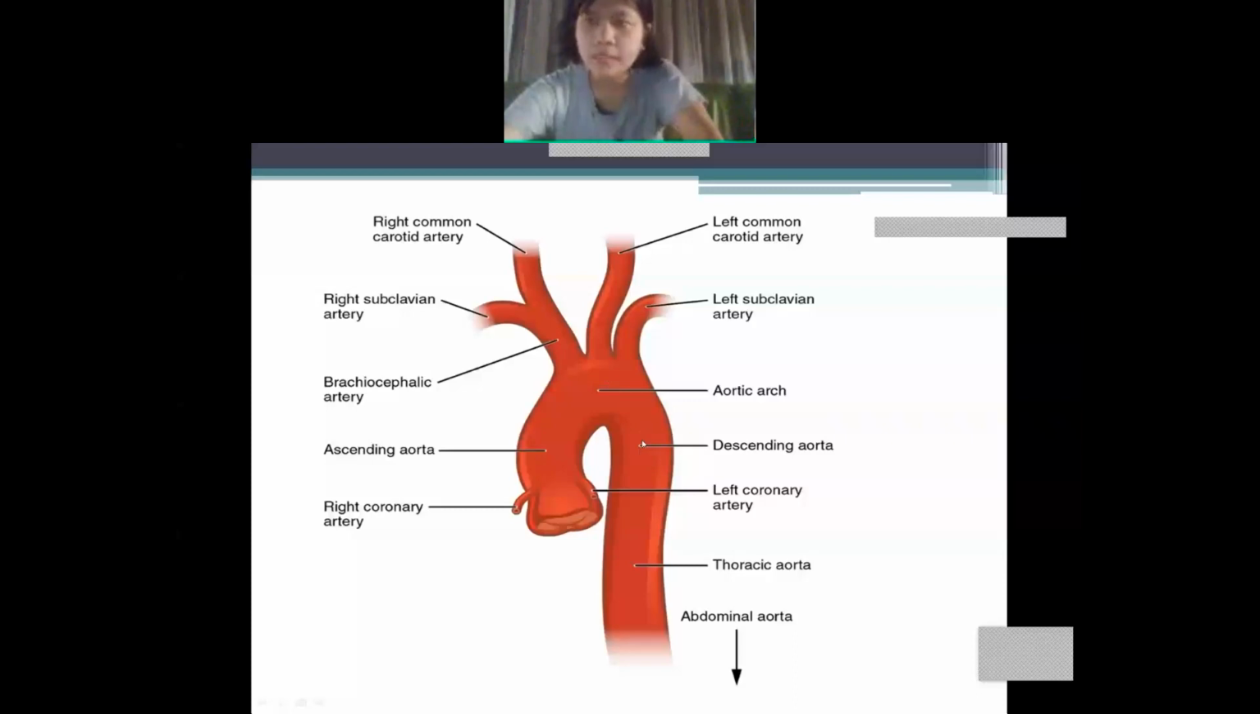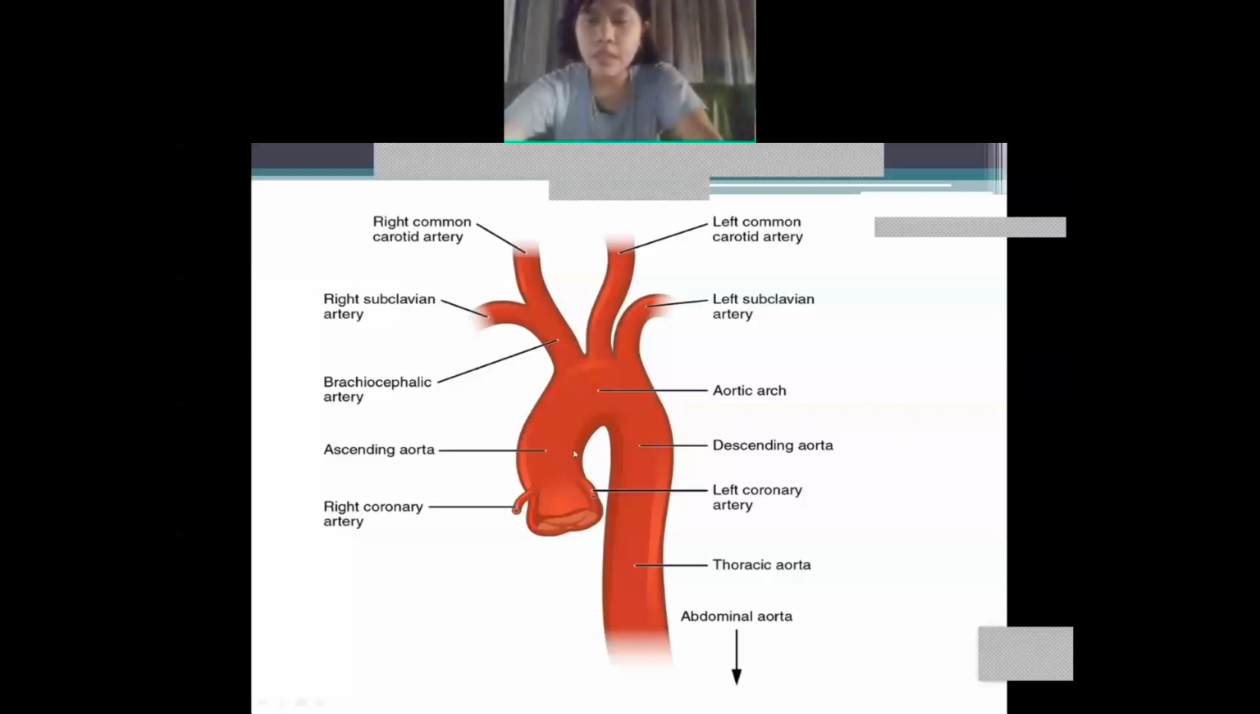And again, this descending aorta is divided into two parts. It is the thoracic aorta, and the next is the abdominal aorta. Understand? Did you understand the parts? Are you clear about the parts of the aorta?